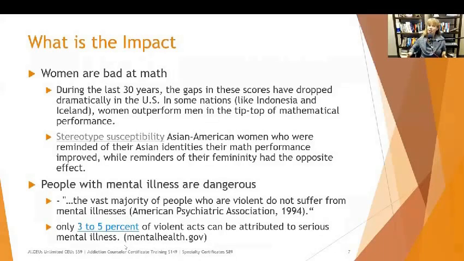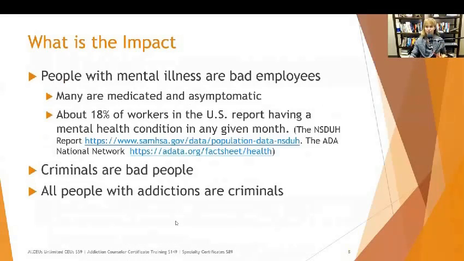And of those 3 to 5%, when you really start digging down into it, the majority of those violent acts are self-injurious, suicide attempts, etc. So there's a very, very small percentage of people who have a mental illness who ever do anything dangerous. But society and the media tend to portray it as being much more prevalent or problematic than it really is.